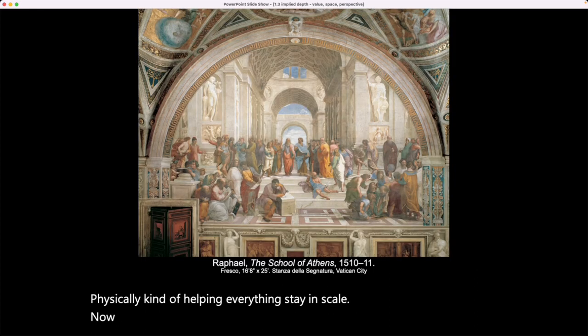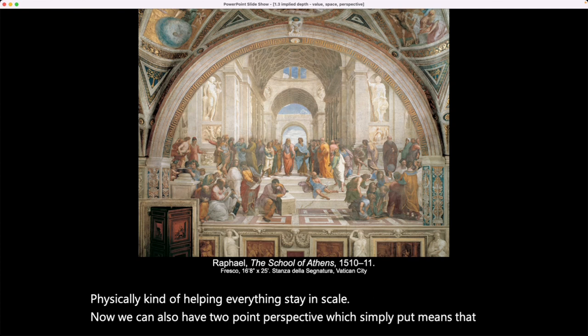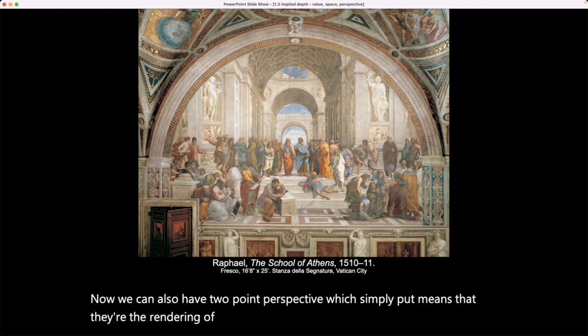Now, we can also have two-point perspective, which simply put means that the rendering of an object requires two vanishing points and two sets of parallel orthogonals.